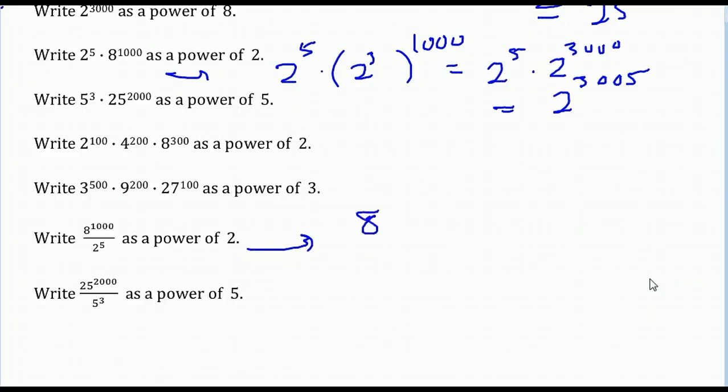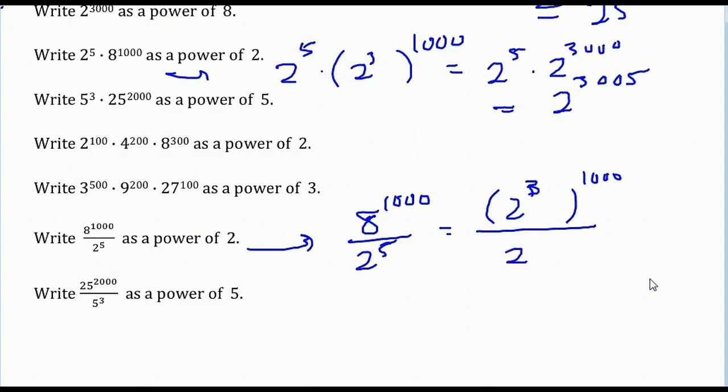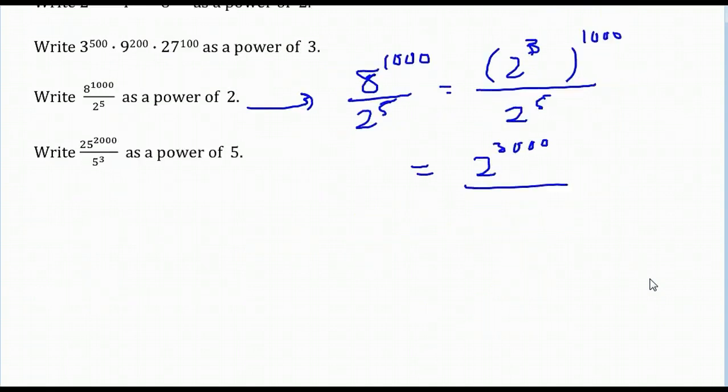We want to write this combination, 8 to the 1,000 over 2 to the 5th, as a power of 2. So we're first going to write the numerator as 2 to the 3rd raised to the thousandth to make it a power of 2. We can't cancel yet, or use any other exponent properties, until we do that. So now we're going to get 2 to the 3,000th on top over 2 to the 5th. Now we can just keep our base, right? We're dividing with the same base. We can keep the base and subtract the exponents to give us 2 raised to the 2,995th power.